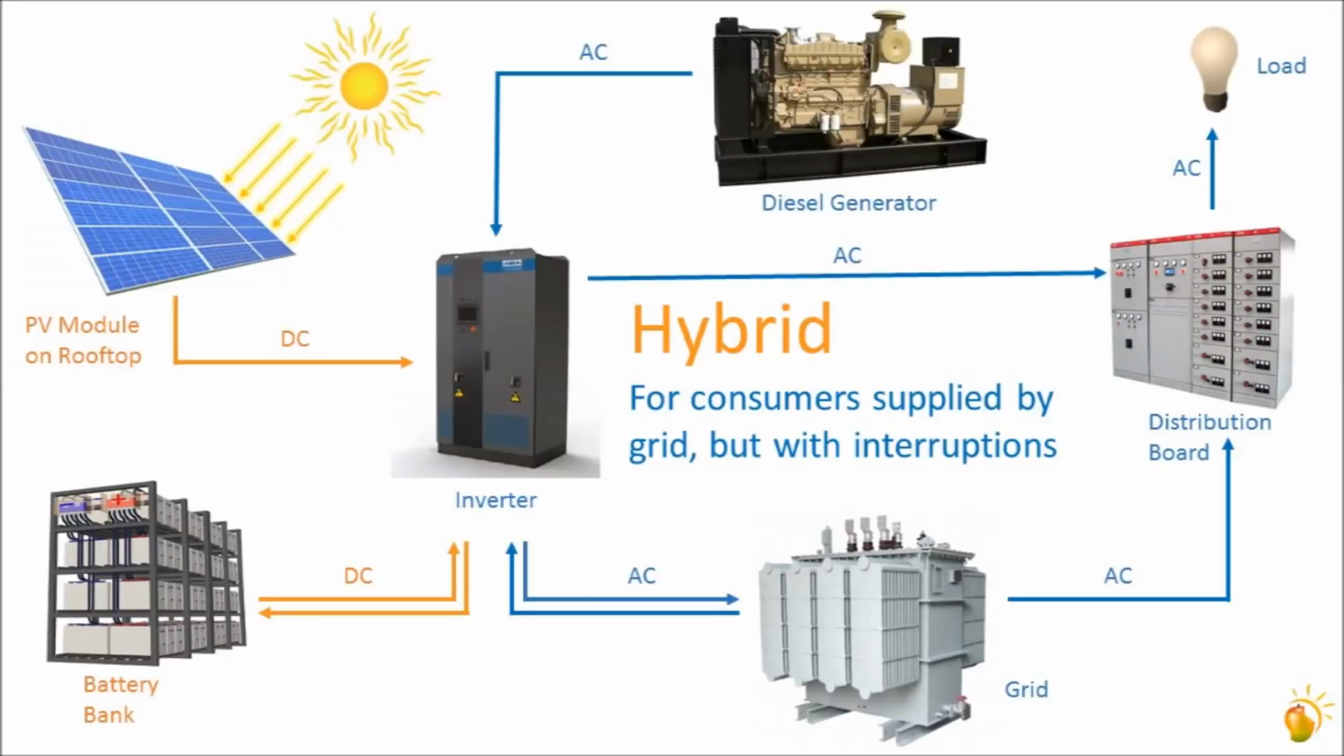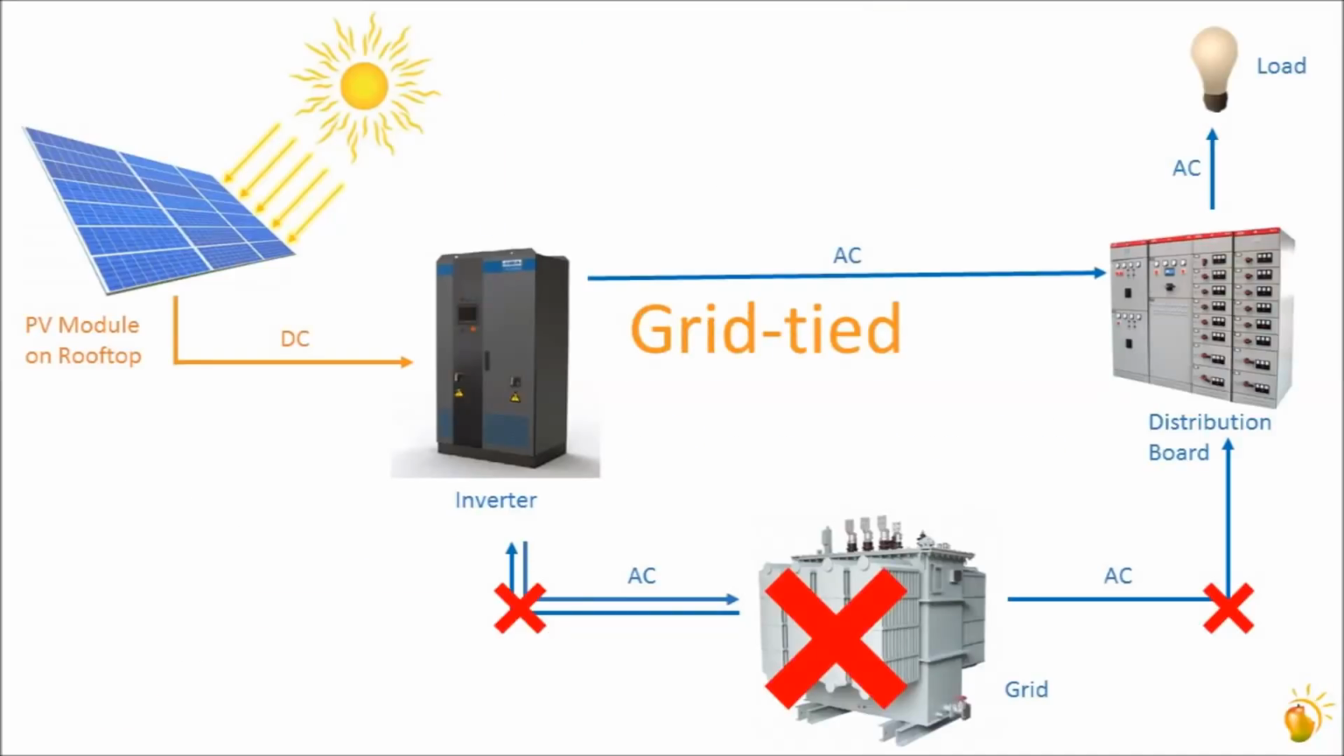Now that we have seen the different kinds of solar plants, let us consider an interesting question. What would happen if a grid-tied plant did not receive grid power? The answer is simple. In the absence of grid power, the grid-tied solar plant will not generate solar power even if the sun is shining brightly.